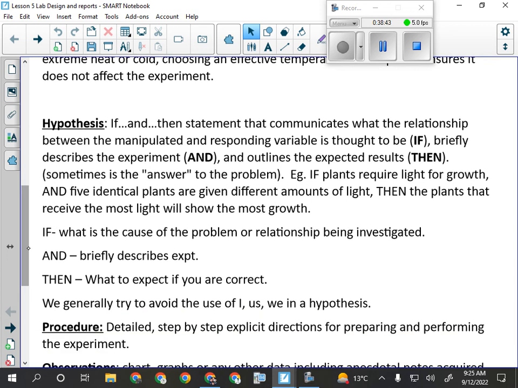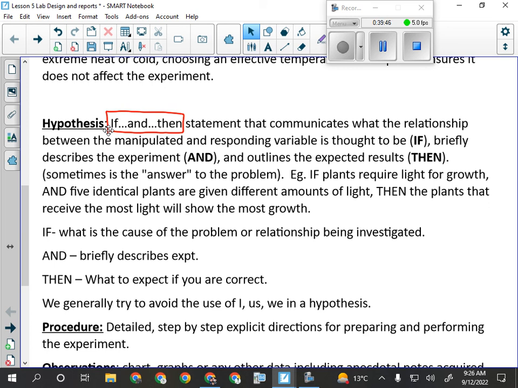Now, a hypothesis. Your hypothesis is the premise you are working on. It is an if-and-then statement. Every hypothesis contains those three words: if, and, then. So it works like this. We're talking about our experiment here with the plants and the light. My hypothesis might go something like this: if plants require light for growth, that's the premise I was working on, the problem I had up above, and five identical plants are given different amounts of light. So the and part describes my experiment briefly; I don't need to go into detail. The then part predicts my results: then the plants that get the most light will show the most growth. That's a pretty simple hypothesis, but it works for this simple experiment.